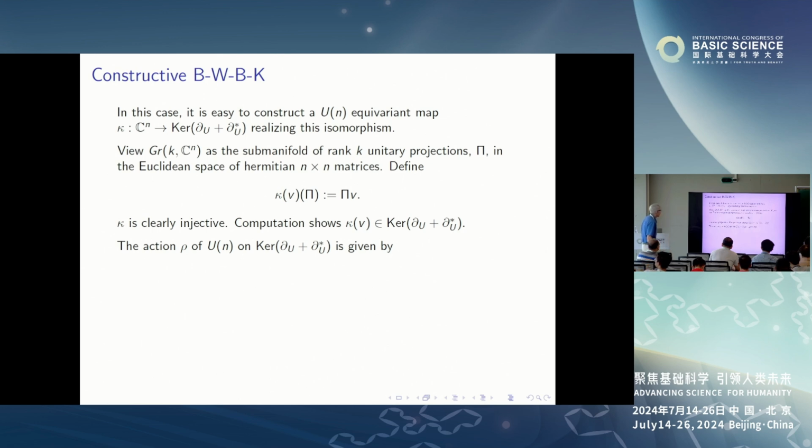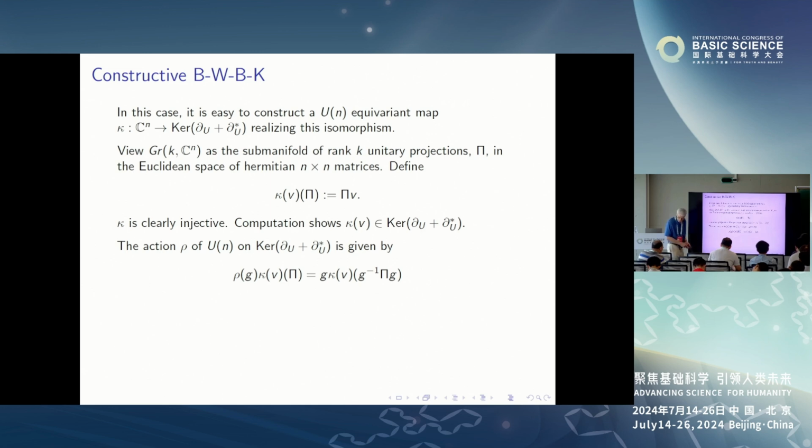So then I claim I have a U(n) isomorphism, so I have to tell you what the action of U(n) is on sections. The action is going to be: U(n) acts on the base manifold, and then there's an action on the fiber. So let's write that down: rho g of kappa v of pi. Well, it acts on the base manifold by conjugation. So there's the action on the base.